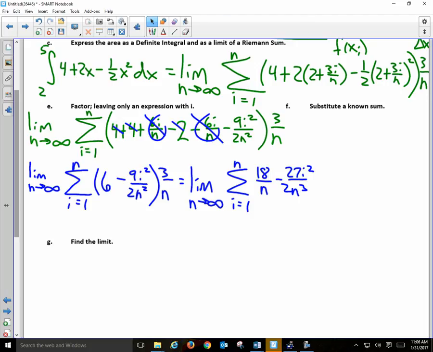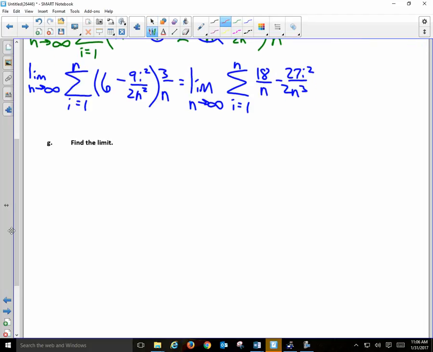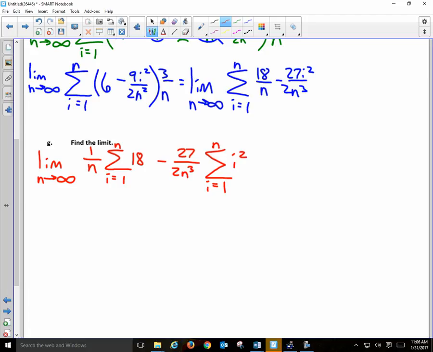So, away we go. Find the limit. The limit as n goes to infinity of, I'm going to factor out the 1 over n, okay? So 1 over n times the sum from i equals 1 to n of 18. If you wanted to, you could have taken out the 18 as well. It doesn't matter. We'll show you how that works. Minus 27 over 2n cubed times the sum from i equals 1 to n of i squared.